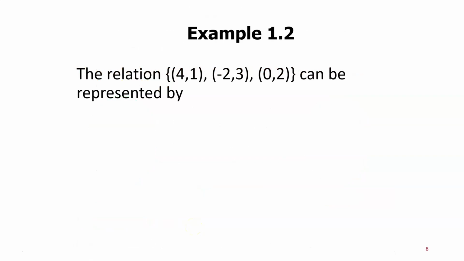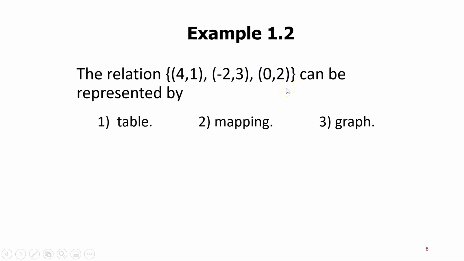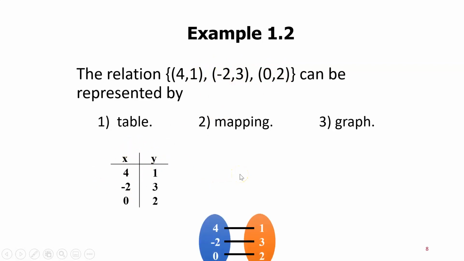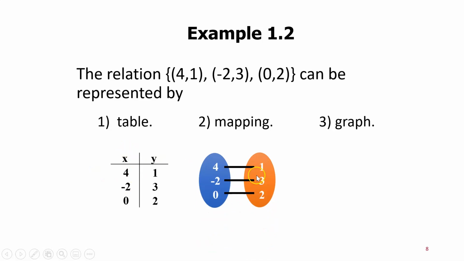So example 2, the relation {(4, 1), (-2, 3), (0, 2)} can be represented by, so you have three options. You can represent these ordered pairs using a table. So if you're using a table, you will have x and y. The x value is the x coordinate 4, negative 2 and 0, and the y value is the 1, 3 and 2. This is using a table. How about using a mapping diagram? So it looks like this, right?